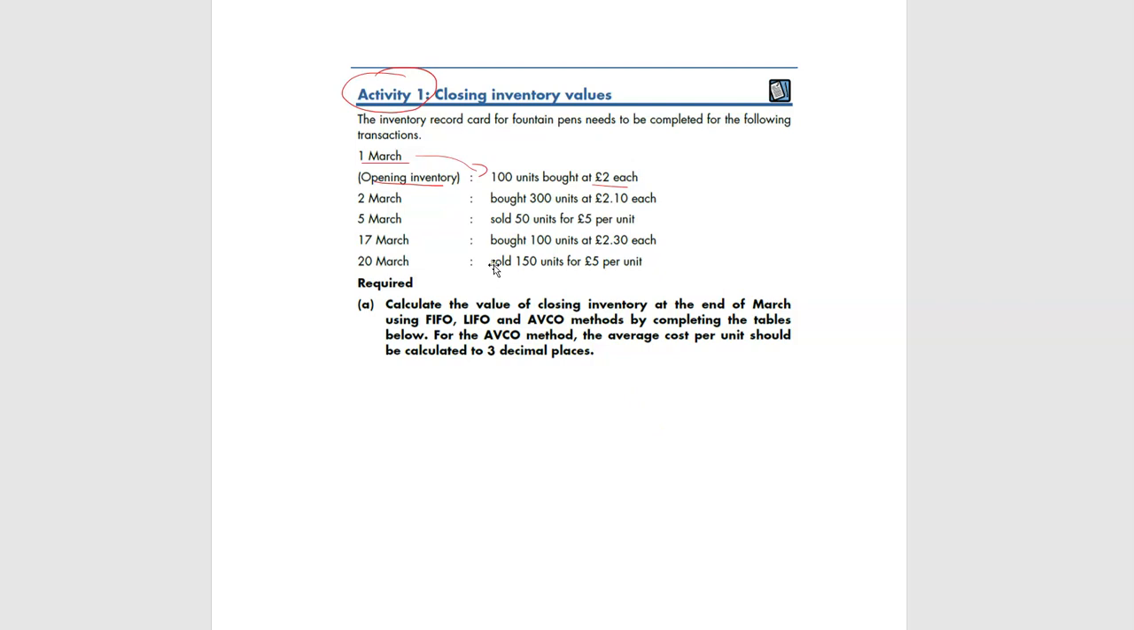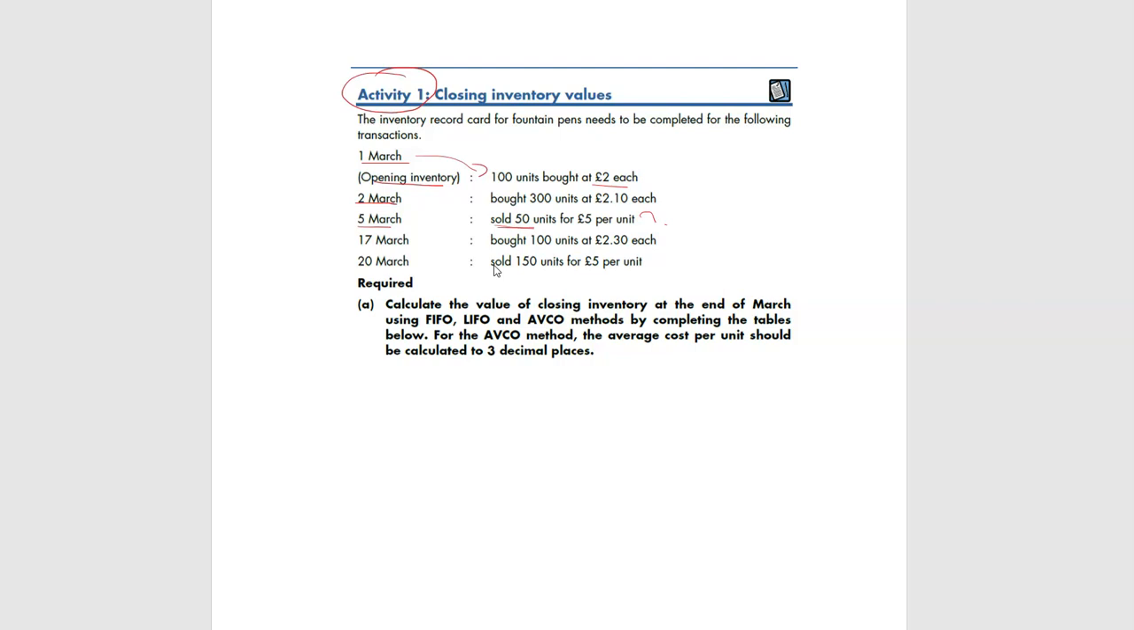So the next one we have here, 2nd of March. On 2nd of March you have purchased 300 units at £2.10 each. On 5th of March we have sold 50 units for £5 per unit. Here is the thing you have to remember. Every time before we sell or before we issue, we have to make sure what price I'm going to issue. Now it will depend on what type of valuation method I'm using.